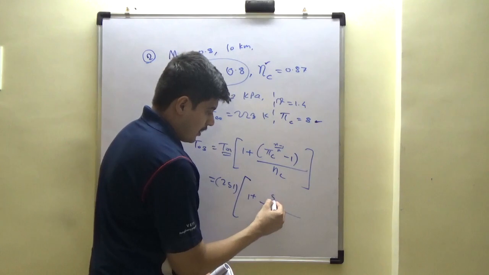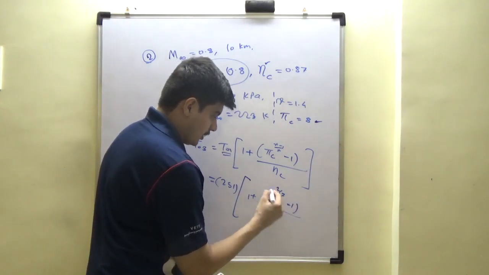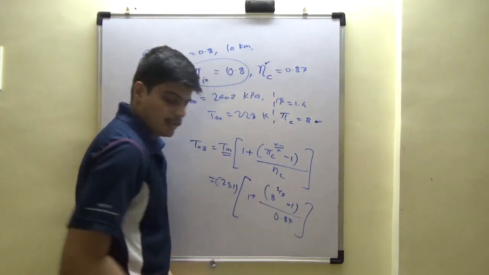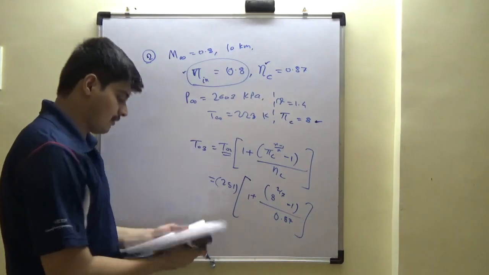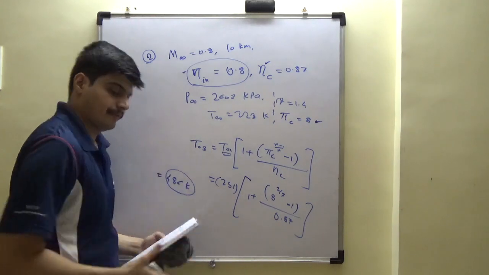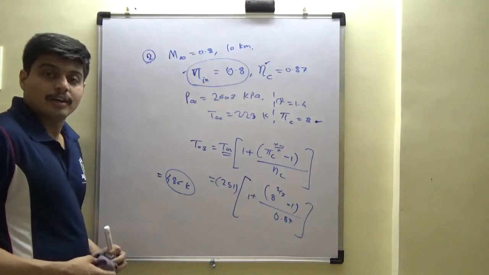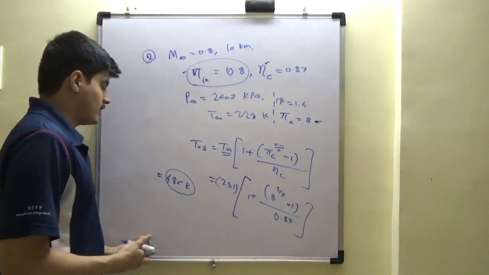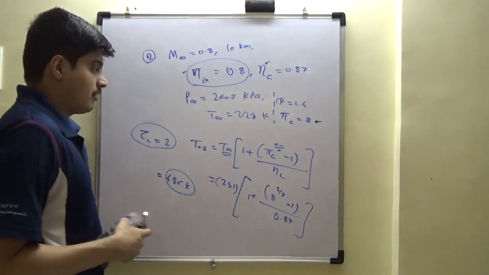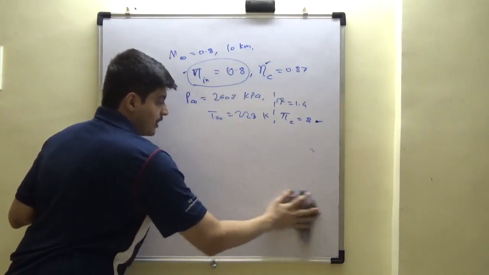What is pi c? 8 raised to 0.4 by 1.4, minus 1, upon 0.87. You can very quickly substitute this in your scientific calculator to get 486 Kelvin. Now see the rise in temperature. That is important to analyze. Compressors for pi 8 is giving you tau of about 2, which means the higher the compression, the more the temperature rise.